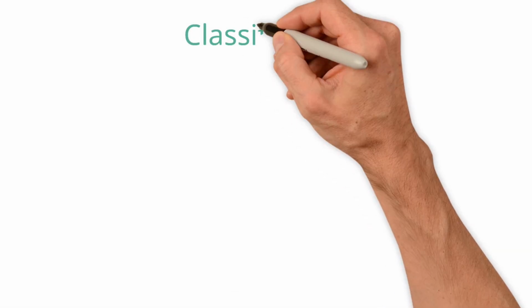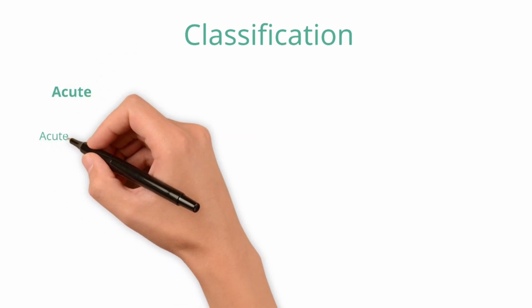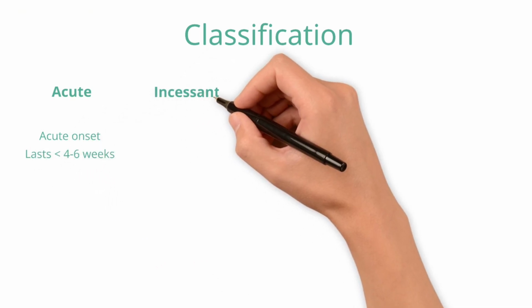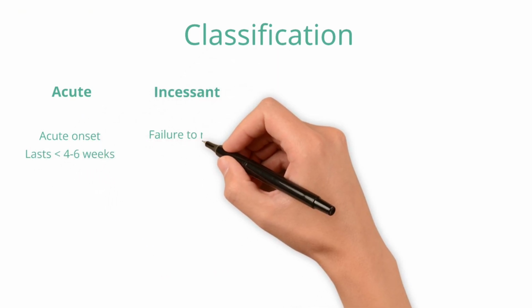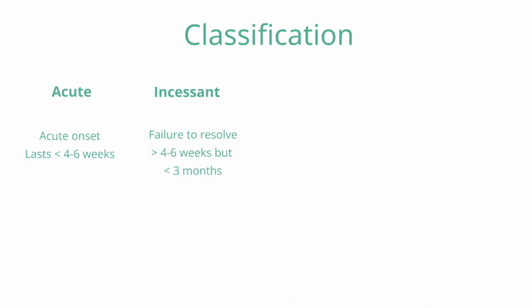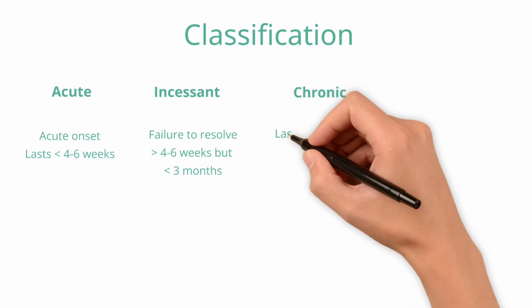So how do we classify the different durations of pericarditis syndromes? Acute pericarditis describes symptoms that develop acutely and can last up to 4 to 6 weeks. Incessant pericarditis is where acute pericarditis symptoms linger for longer than 4 to 6 weeks, but no more than 3 months. Chronic pericarditis is where symptoms last for more than 3 months.